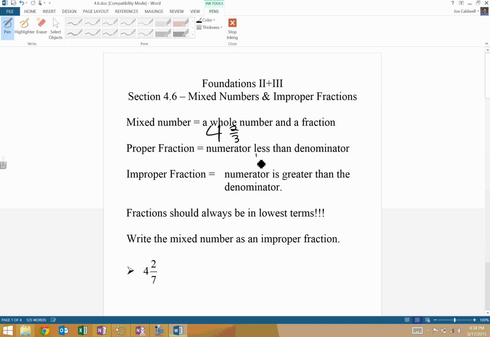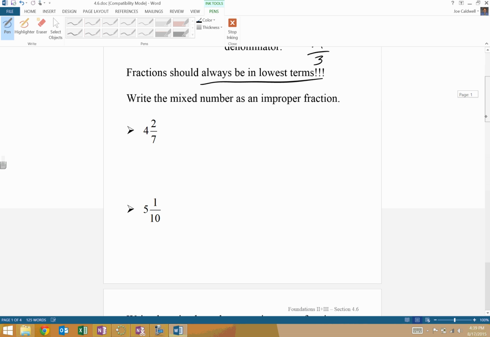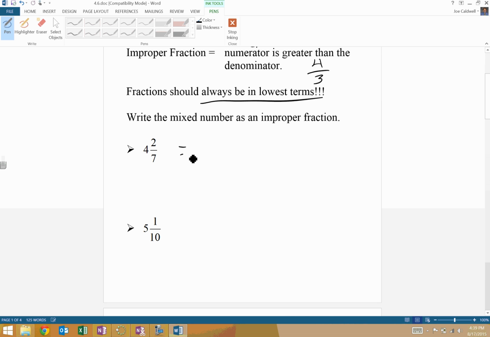So 1/4 would be an example. Improper fraction, numerator is greater than the denominator. So like 4/3. Fractions should always be in lowest terms. So here's how we write mixed numbers as improper fractions. First off, an improper fraction will always have the same denominator as the fraction in the mixed number.